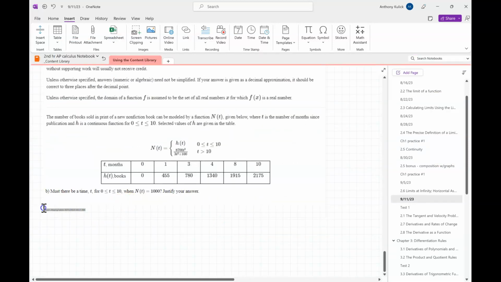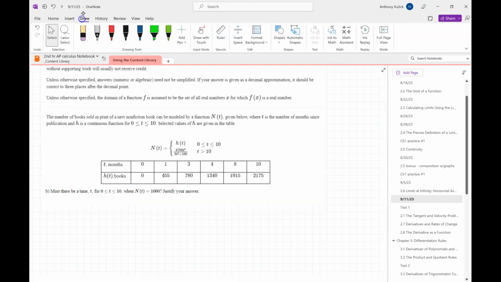All right, so it says the number of books sold in print of a new nonfiction book can be modeled by the function n of t, given below, where t is the number of months since publication, and h is a continuous function for 0 less than or equal to t less than or equal to 10. Selected values of h are given in the table. Must there be a time t from 0 to 10 where n of t is equal to 1,000? Justify your answer.